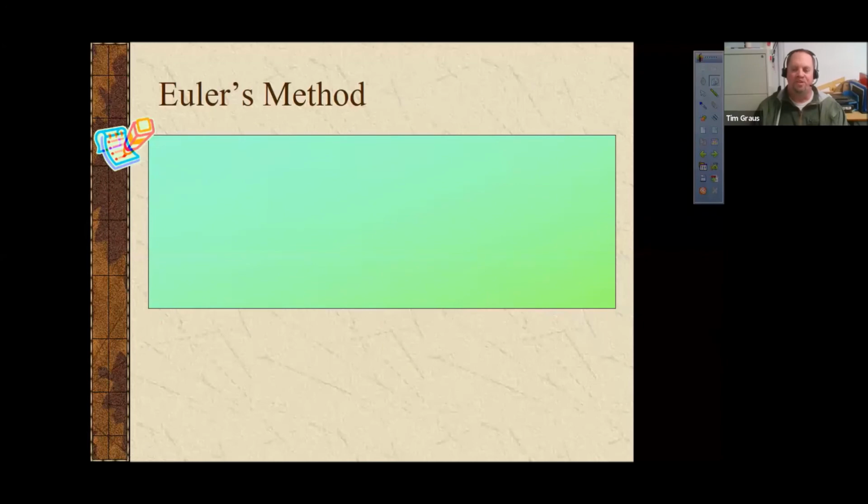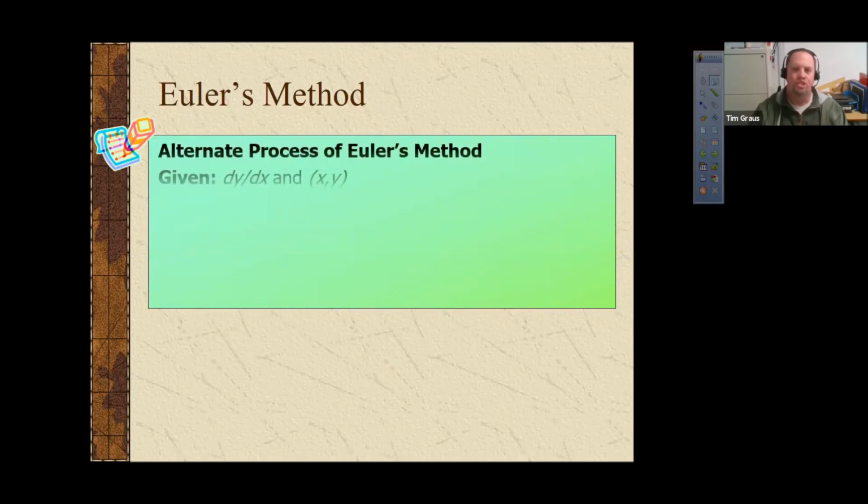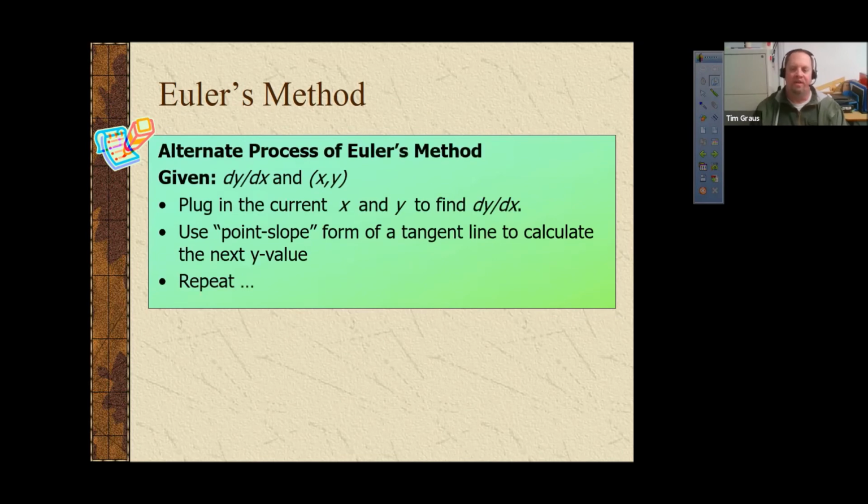Now, I want to finish this off with a second example using kind of an alternate version of Euler's method. Here's what we're going to do in this method. We're going to be given dy dx and a starting x value and y value. We're going to plug in that current x and y value to find dy dx. Then here's where it's going to be a little bit different. Use the point slope form of a tangent line to calculate the next y value. So let me show you what I mean.